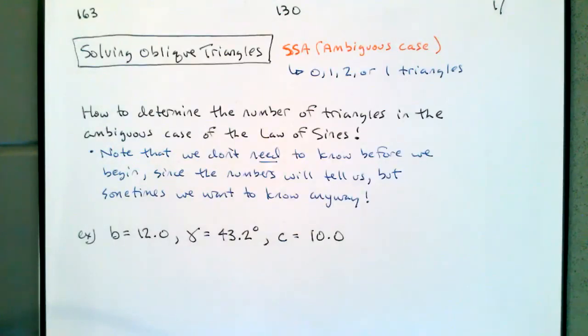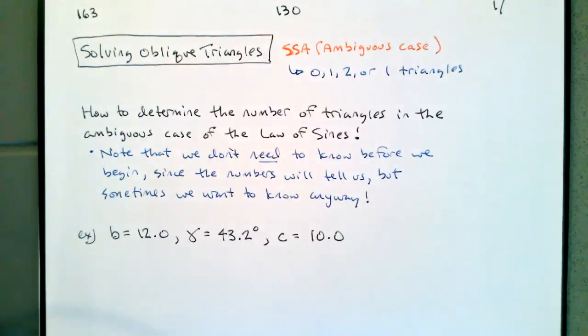Today, we want to look at the ambiguous case of the law of sines, the side-side-angle case. There's been some question about how we determine the number of triangles before we begin. Remember, we don't need to know before we begin. We can just blindly walk into the law of sines, and the numbers will tell us when we have 0 triangles, or 2 triangles, or 1 triangle. Or 1 triangle, but it's really hard to land. If we're looking at a right triangle, that'll show up pretty quickly.